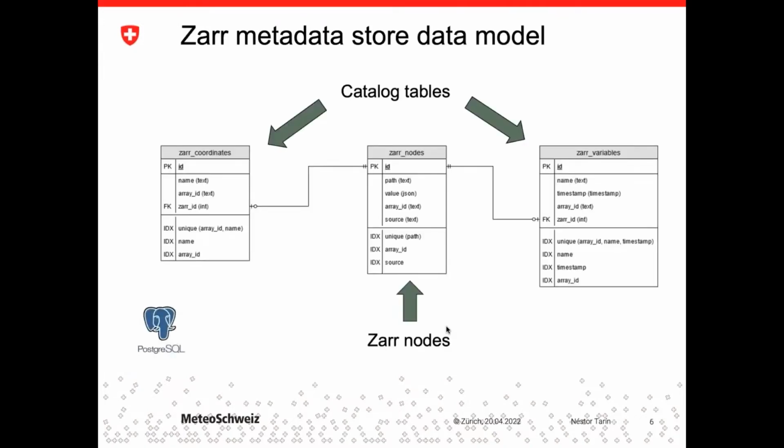So this is our Zarr metadata store data model. In the middle here you see the Zarr nodes. That's the table that Zarr uses to load the metadata from the database. Then we have two tables that link to each Zarr node. In those tables is where the catalog looks up, for example, in order to find arrays with specific coordinates, or with specific variables, or with specific tags. So we have a bunch of queries in order to find the nodes that we want to load.